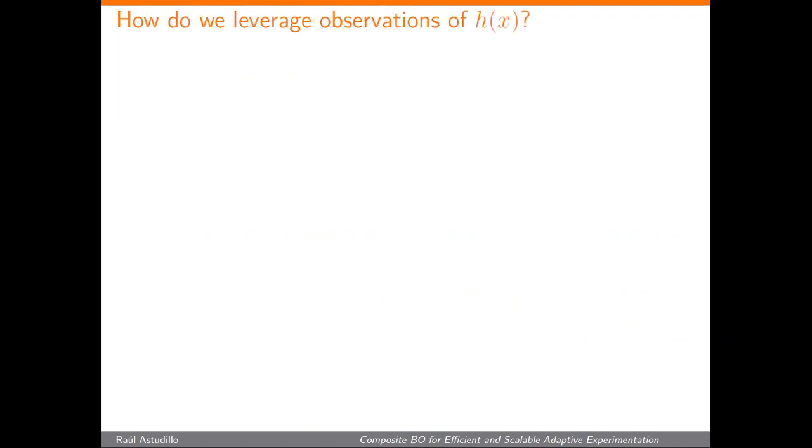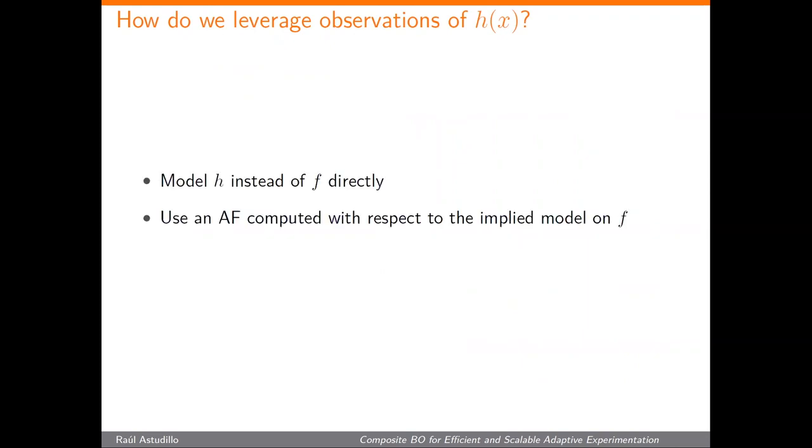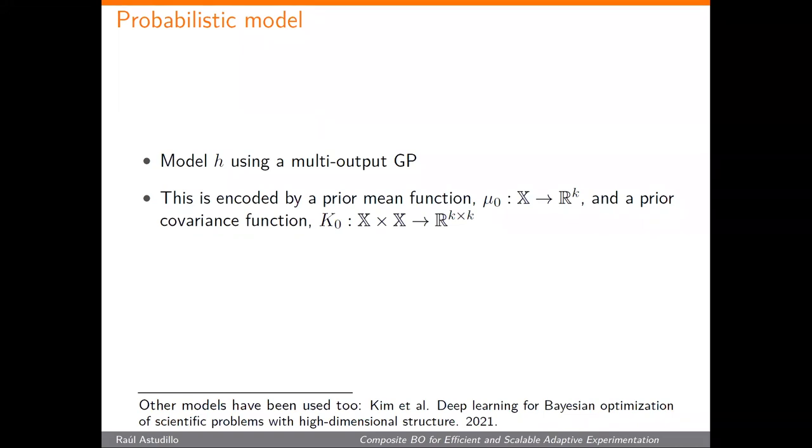Okay. So the question is, how do we leverage these inner observations of the function h? And essentially, I already told you how we're going to do that. We're going to be modeling this inner function instead of the objective function directly. And then we're going to compute an acquisition function with respect to the implied model on the objective function. Just to make things more concrete, I'm going to assume we're modeling h as a multi-output Gaussian process. This is a simple generalization of the single-output Gaussian process that I discussed before. But now the mean function maps inputs to vectors in R^K, and the covariance function maps pairs of inputs to K by K matrices. Again, the ideas that I'm going to discuss apply more broadly. In particular, this paper from 2021 also discusses composite Bayesian optimization using Bayesian deep neural networks. So other models can be used too.